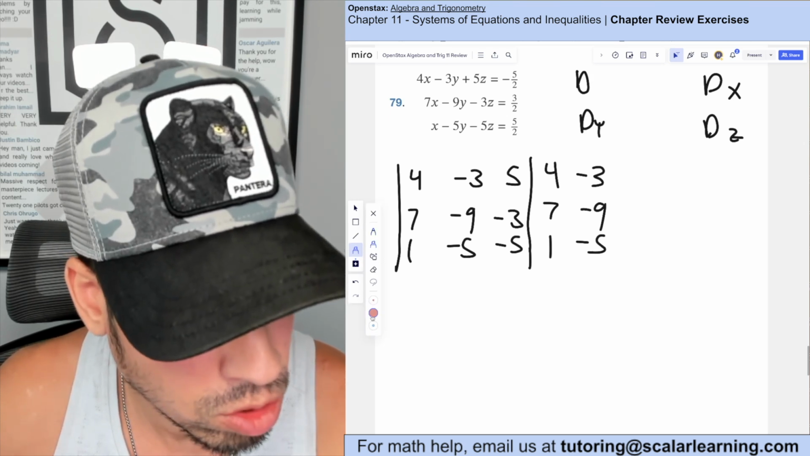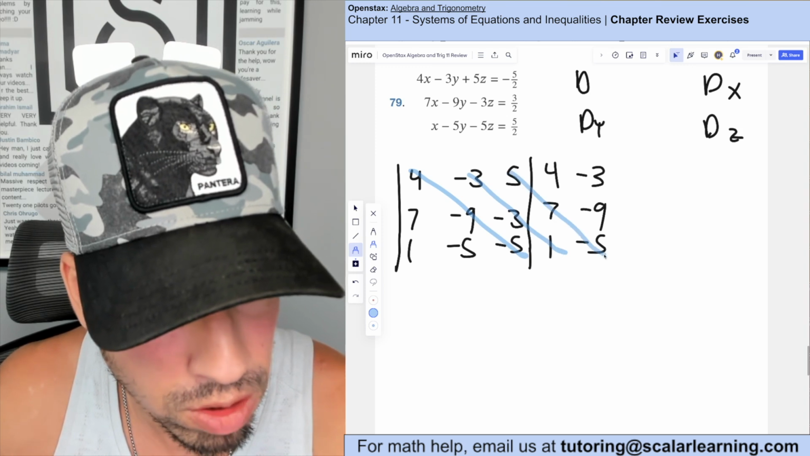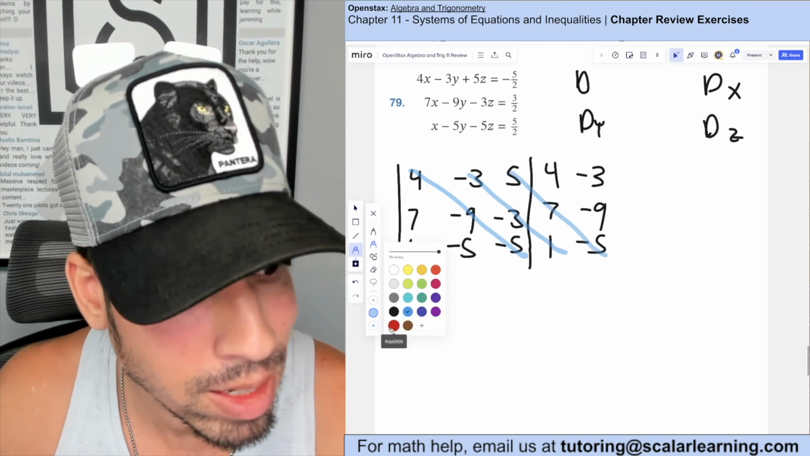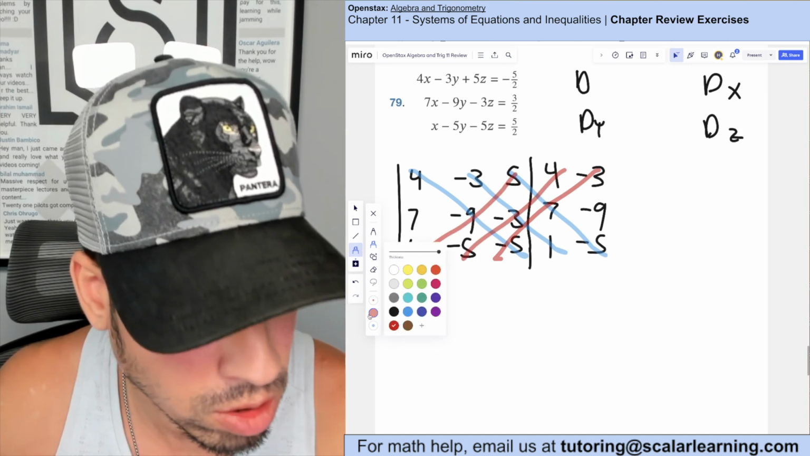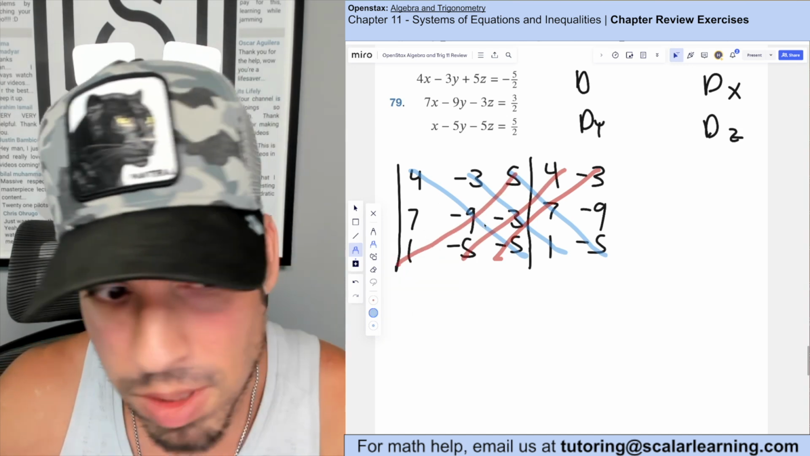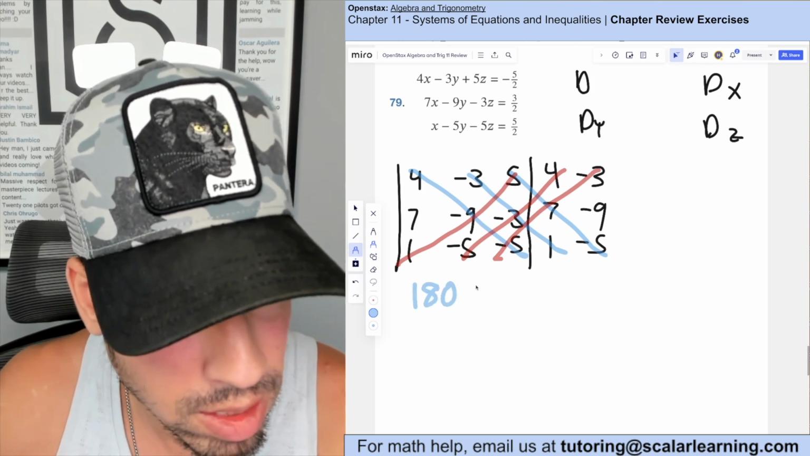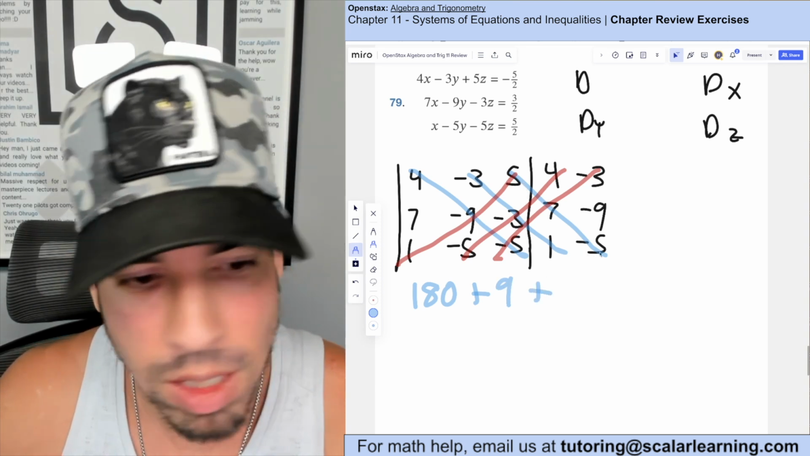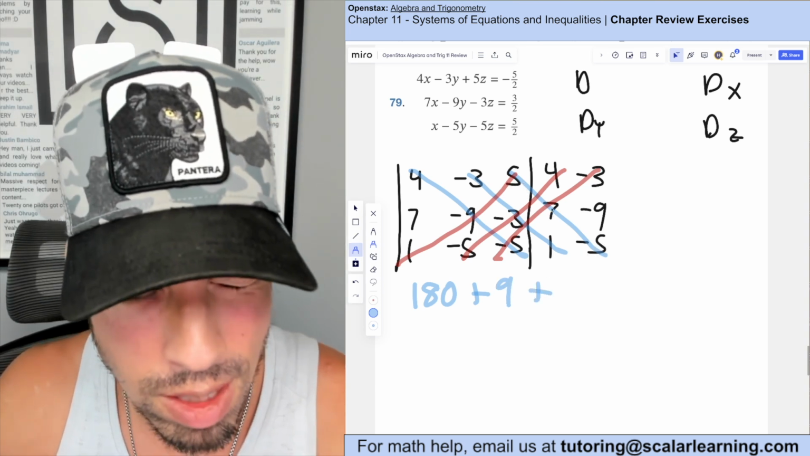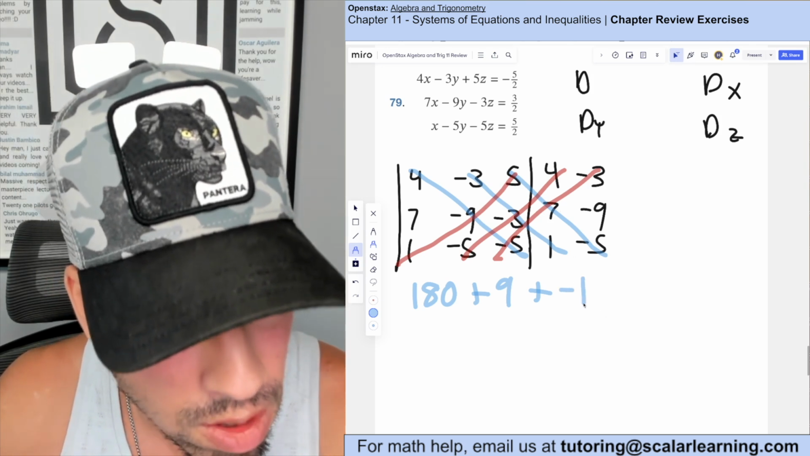Then we're going to take the product plus the product plus the product of those, minus that product, minus that product, minus that product. So let's write it out. We got 4 times negative 9 times negative 5, that's 180, plus negative 3 times negative 3 times 1 is 9, plus 5 times negative 5 is negative 25 times 7 is negative 175.